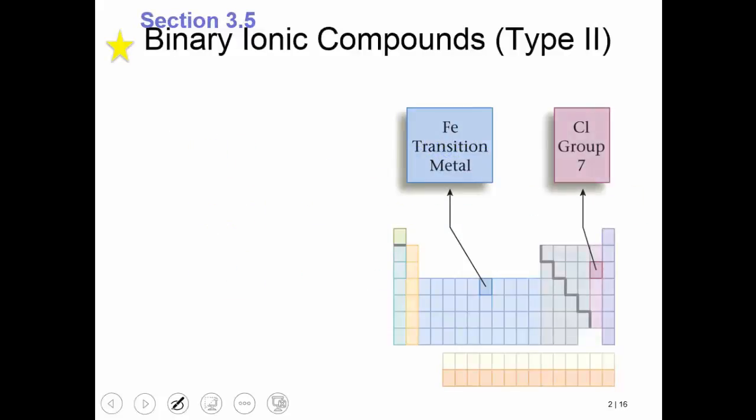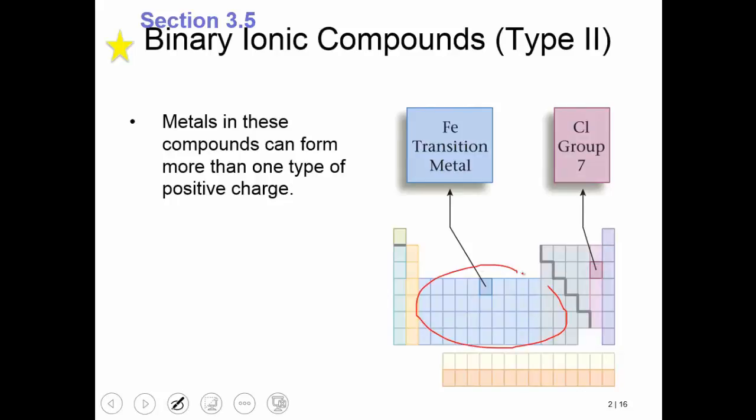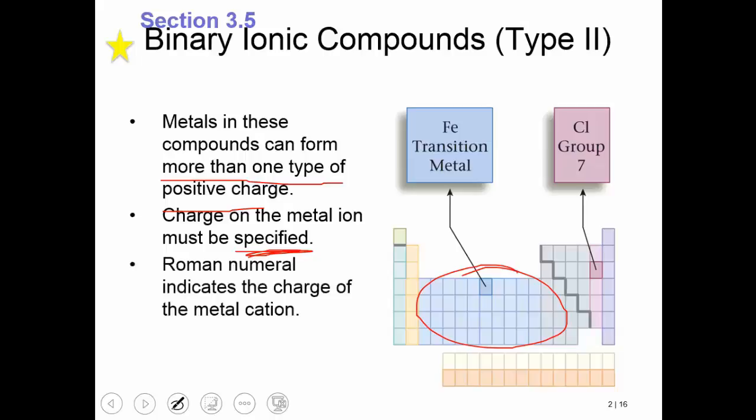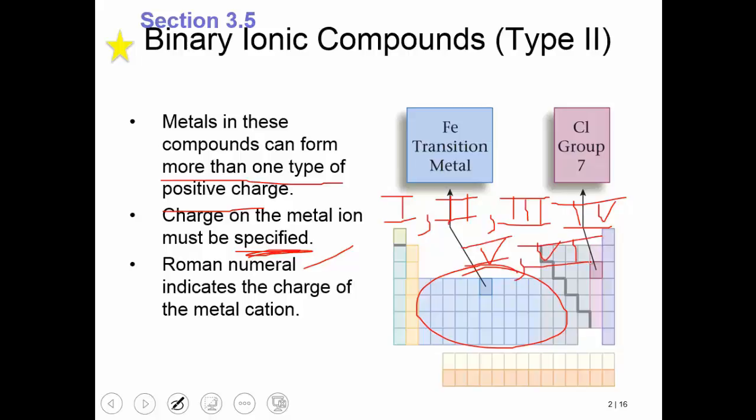Now, type 2 metals are essentially transition metals. They can have more than one type of positive charge, and so the charge on the ion has to be specified. You need to tell someone. In order to tell us that, we're going to use Roman numerals, like 1, 2, 3, 4, 5, 6, all the way up to 10. Usually we don't have charges bigger than 6. And these are the charges on the metal ion, and they're always positive.